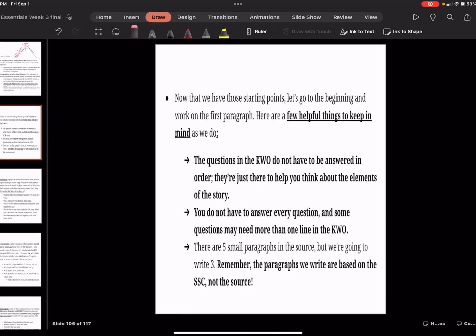So here we go. Now that we have the starting points, let's go to the beginning and work on the first paragraph. Here are a few helpful things to keep in mind as we do. The questions in the keyword outline do not have to be answered in order. We've talked about this. They're just there to help you think about the elements of the story. You do not have to answer every question, and some questions may need more than one line in the keyword outline. And like it said earlier, you might even be able to put 2 answers on one line. There are 5 small paragraphs in the source text, but we're going to write 3 paragraphs when we're done. Why? Because those 3 paragraphs that we write are based on the SSC, not the source.